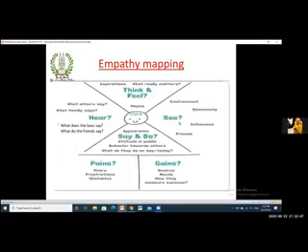This is the context which is surrounding the student: the context, environment, community, influences, friends. Pains, this is blue: fears, frustration, obstacles. Gains: desires, needs, dreams, hopes. Okay?